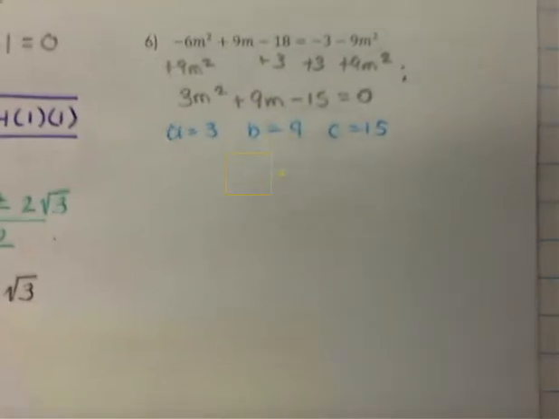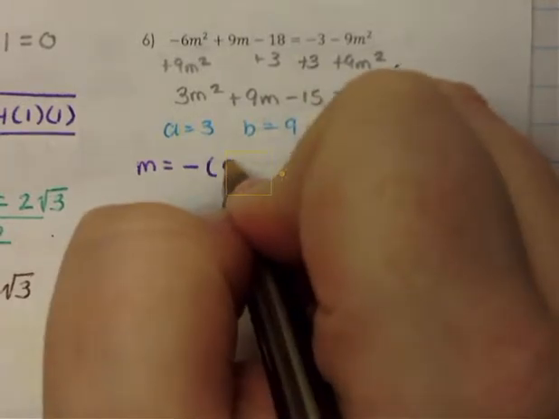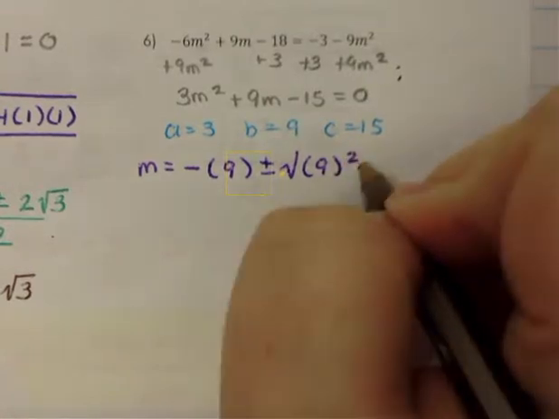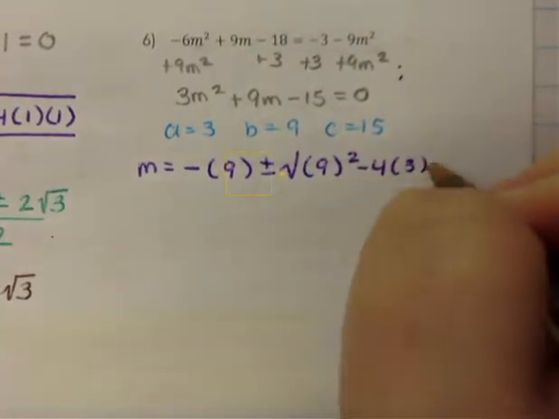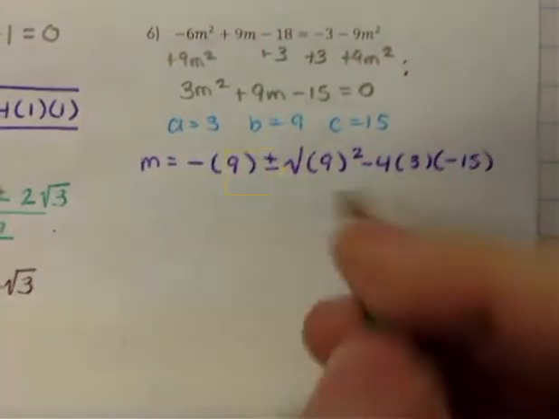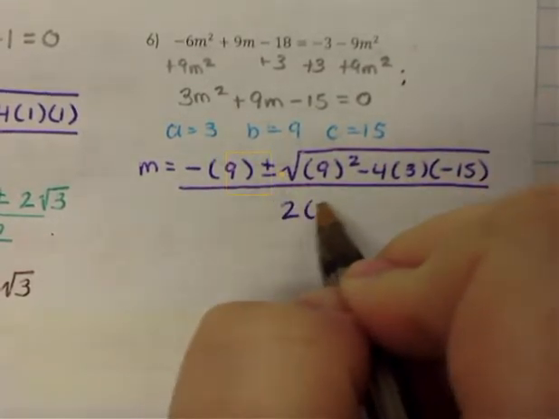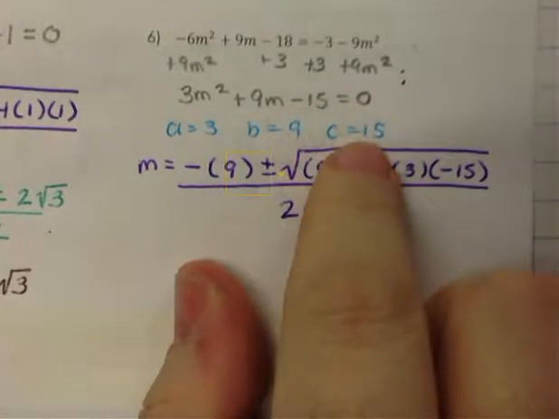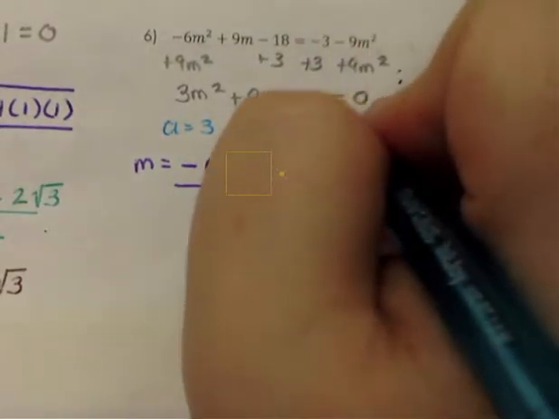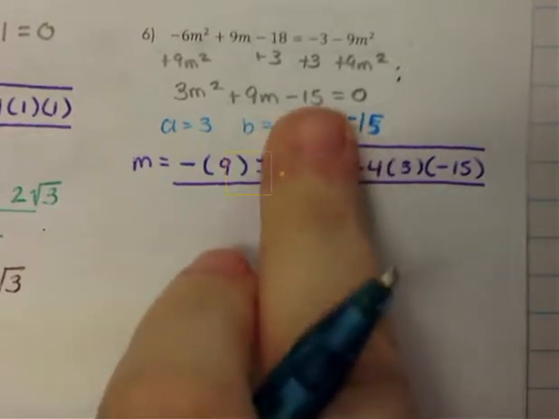So this time on the quadratic formula, we're going to use m equals negative parentheses 9 close parentheses plus or minus the square root of parentheses 9 parentheses squared minus 4 parentheses 3 parentheses negative 15 close parentheses. All of this is over 2 parentheses 3 close parentheses. I did not put my negative up. You can kind of see that negative up there. I'm going to make it a little bit more noticeable. This is negative 15 because the c value is negative 15 from up here.